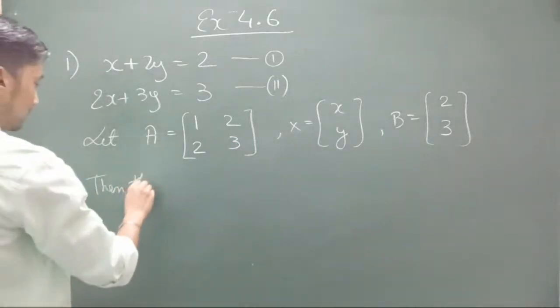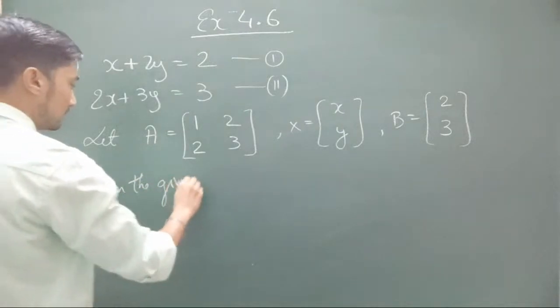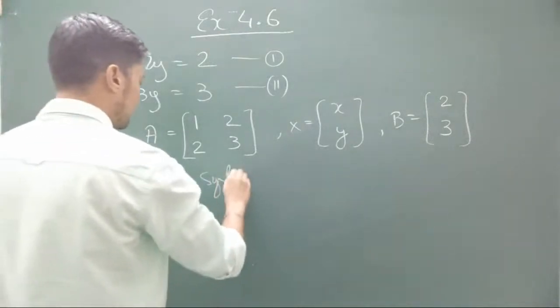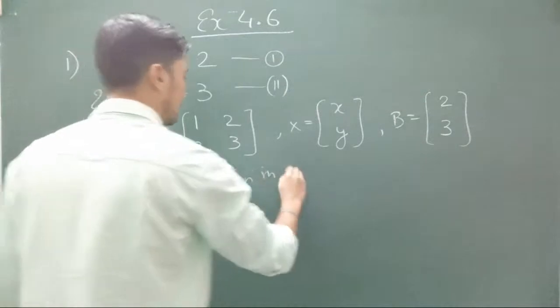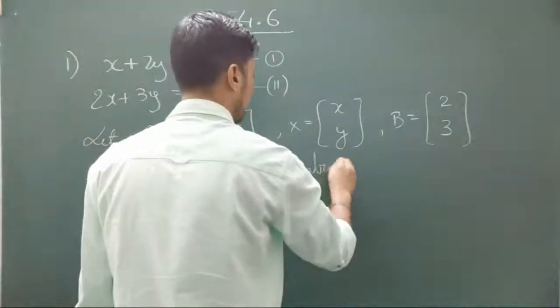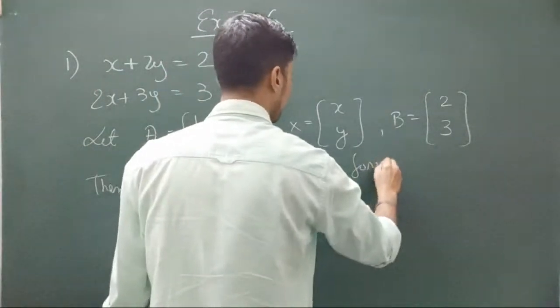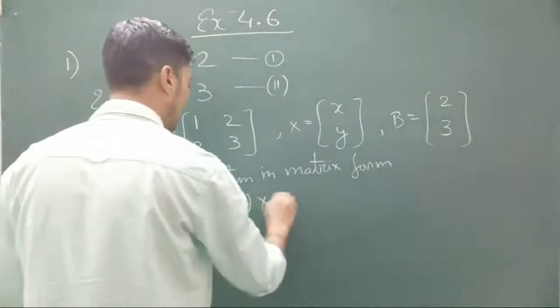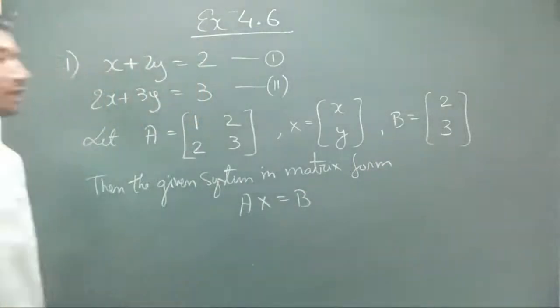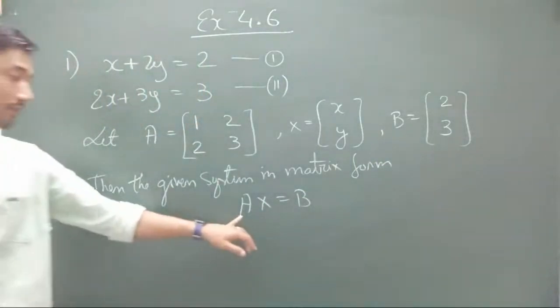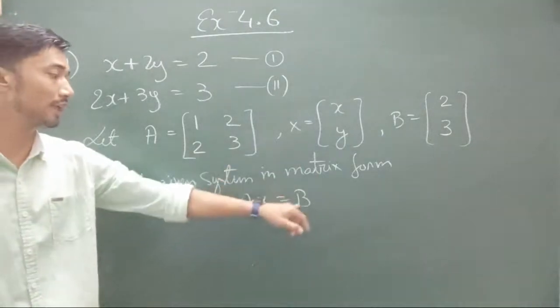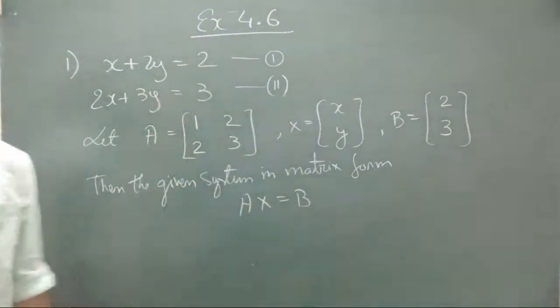Then the given system in matrix form can be written as AX is equal to B. Of course, if you multiply A into X and equate to B, you will get the system of equations.